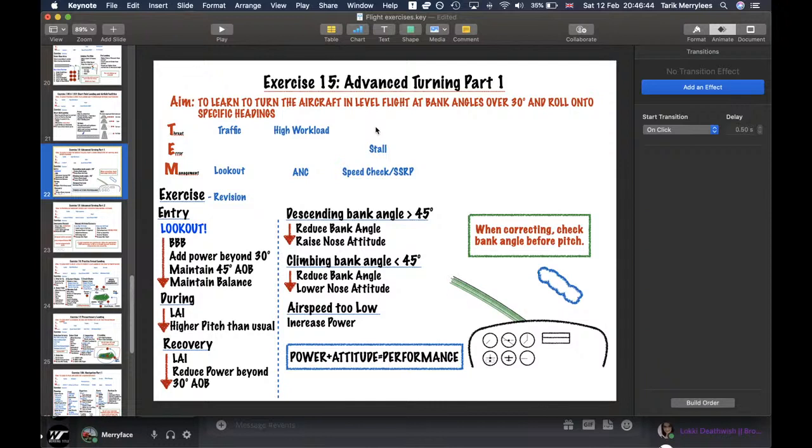If in the middle of the turn we realize that we're descending, we reduce the bank angle, pitch up, increase the bank angle again. If we realize that we're climbing, we reduce the bank angle, reduce the attitude, the pitch, and then increase the bank angle again. If we realize that airspeed's too low, first thing we do is increase power. If we're still the airspeed's too low, then lower the nose. If that causes a descent, shallow the turn.